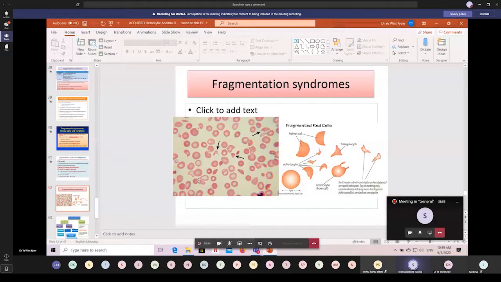So how do you understand fragmentation syndrome? Fragmentation syndrome is like this: red blood cells get stuck due to thrombosis, and then the red blood cells will lyse and form fragments, which are also called schistocytes. Yeah, okay. Schistocyte, sorry. Schistocytes. Not schistocytosis, schistocyte only.